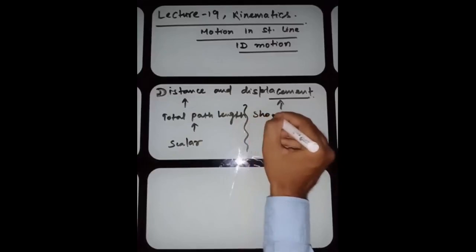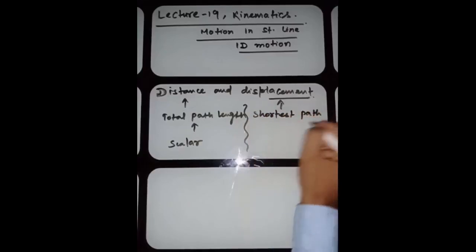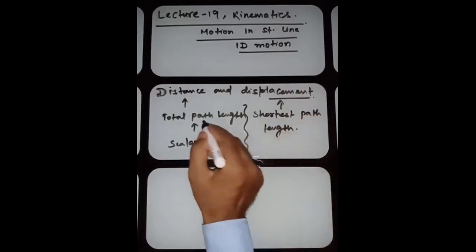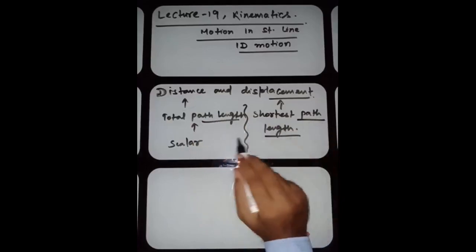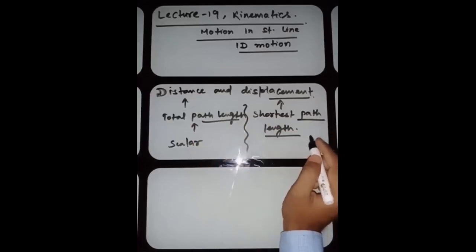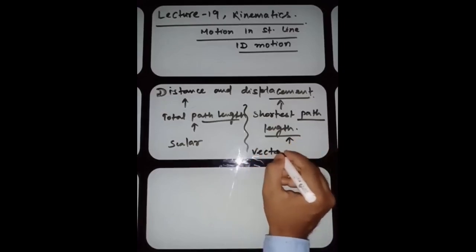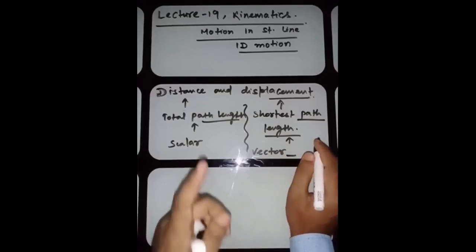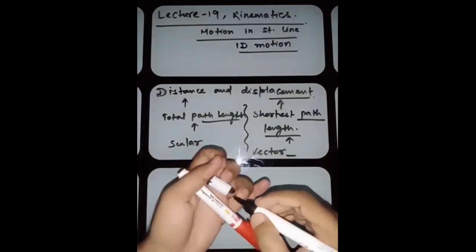All right, but when we talk about displacement, we know that it is the shortest path length. It is quite obvious, this is also a path length and that is also a path length. It means both have the same SI unit, the meter. But displacement is a vector quantity. All right, it means we need magnitude as well as direction for its representation.